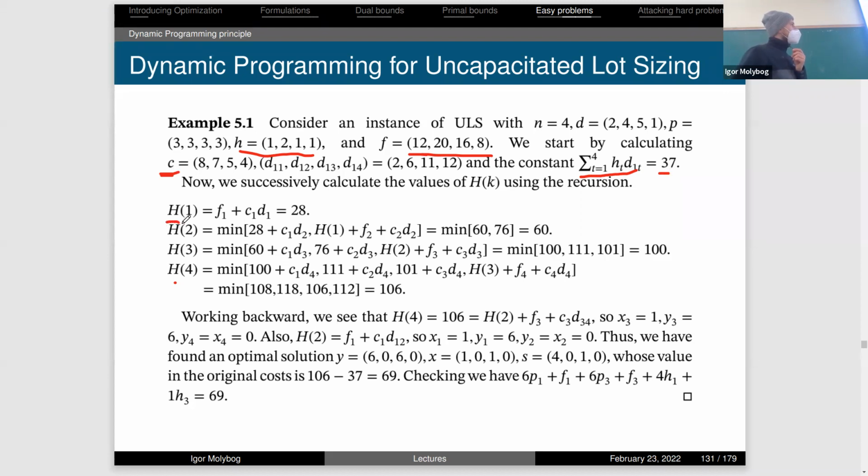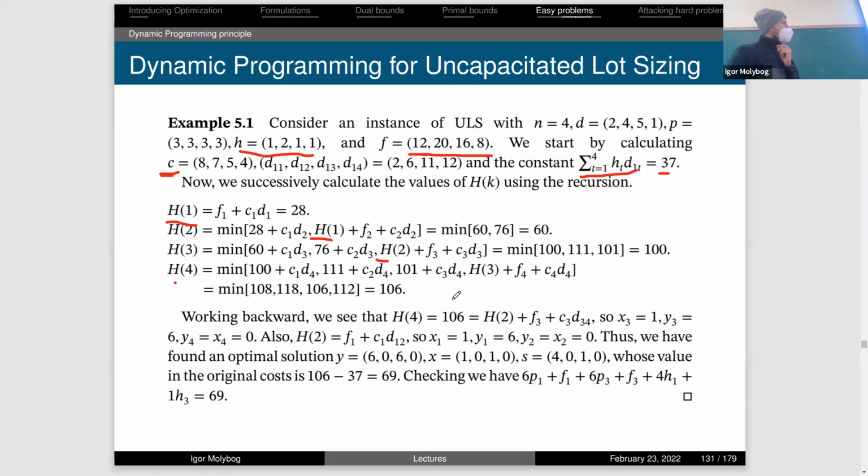As I mentioned before, h of one is relatively simple to calculate. It's going to be just equal to f1 plus c1 times d1, equal to 28. h of 2 can be calculated from h1, and h of 3 can be calculated from h2 and h1, and h4 can be calculated from the previous values. So the minimums are going to be 28, 60, 100, and 106.